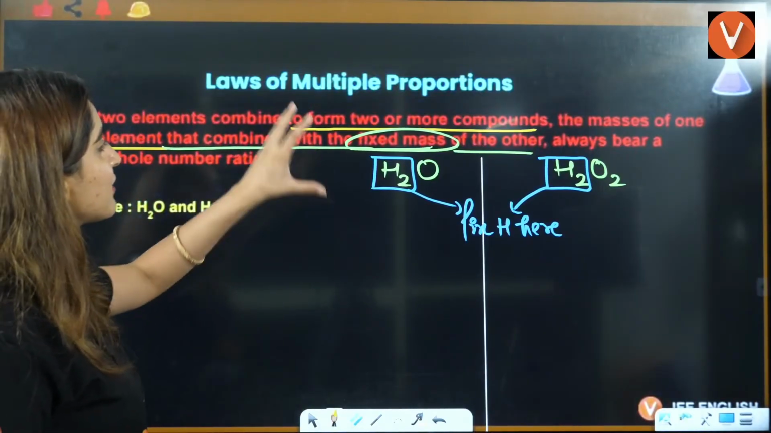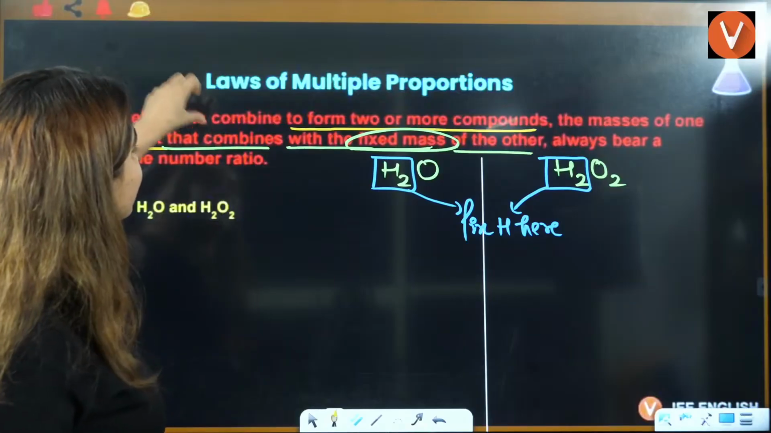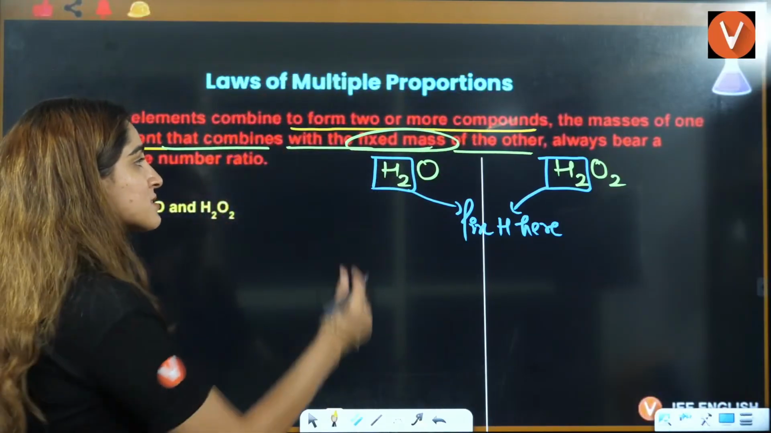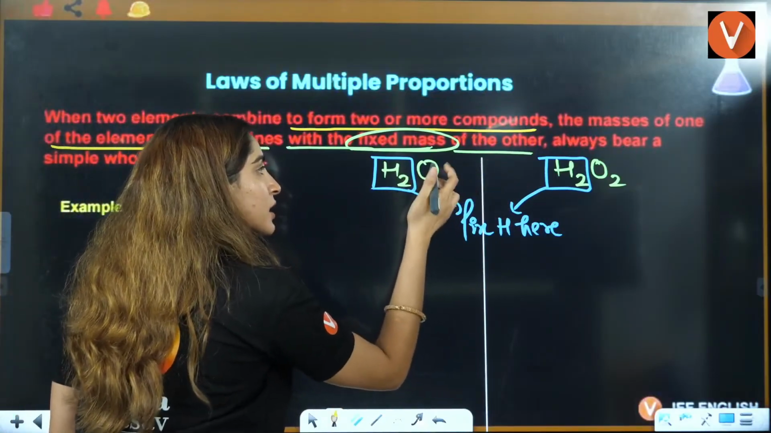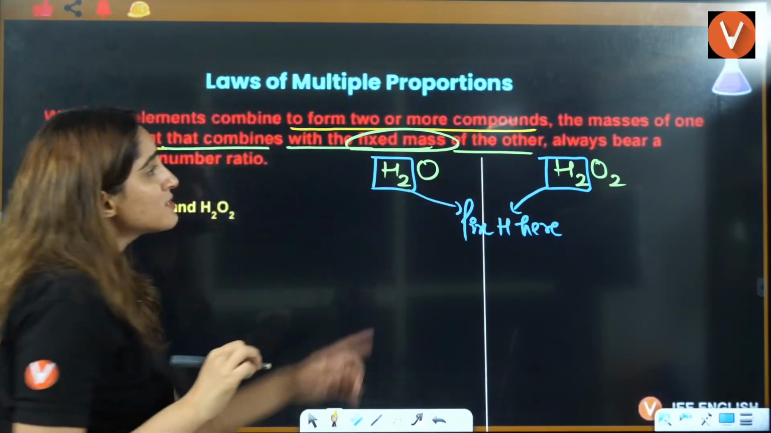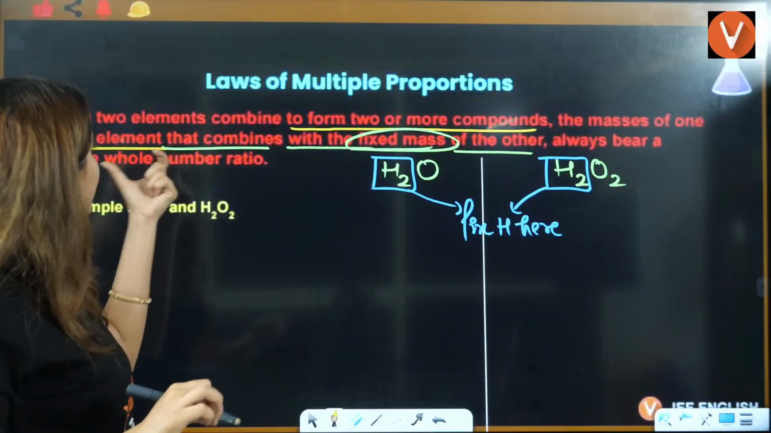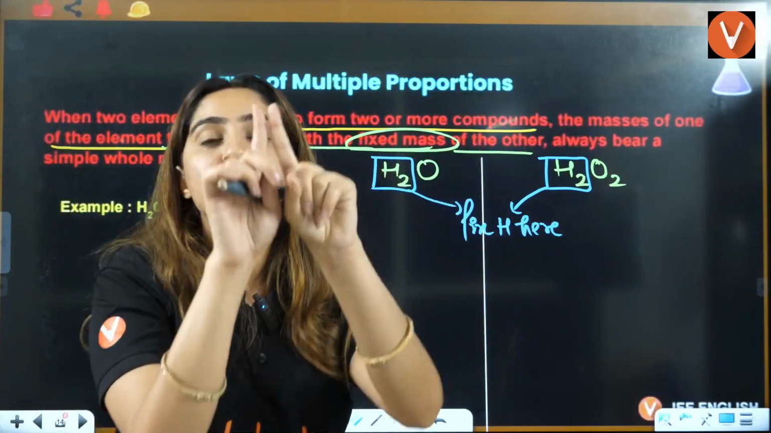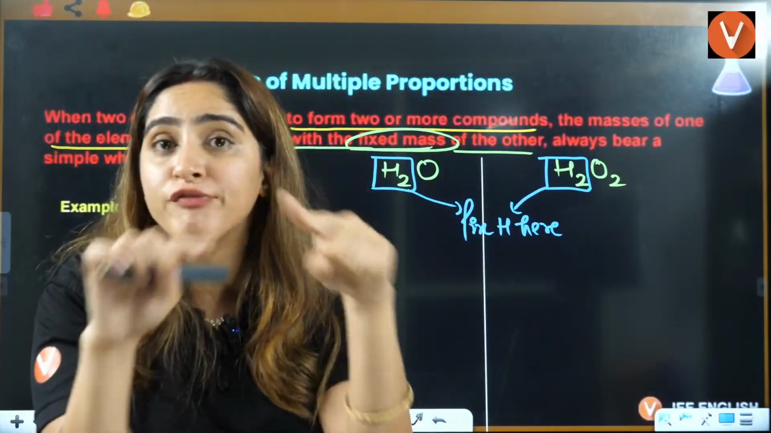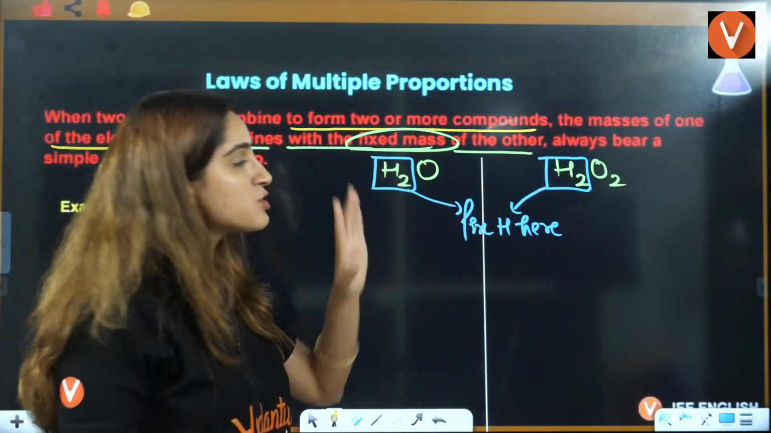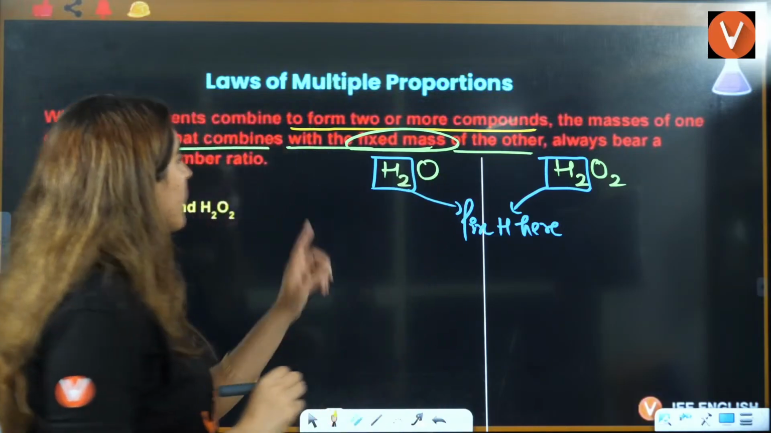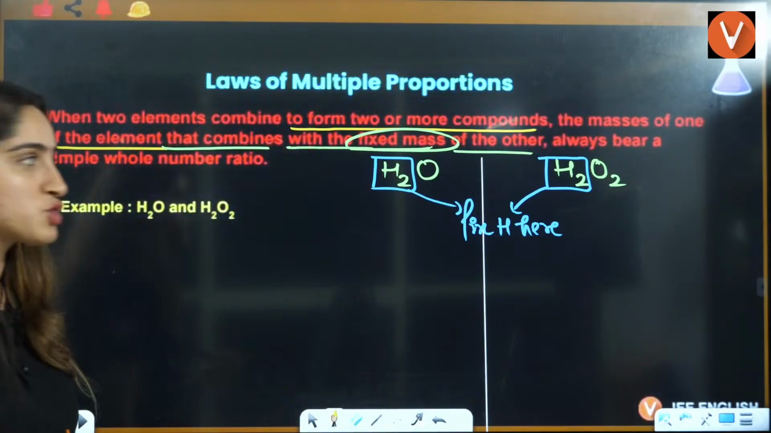So they are saying that the masses of one of the element that combines with a fixed mass of the other. That means this is a fixed mass of the other, and this is one of the element. Out of hydrogen and oxygen, oxygen does not have a fixed mass. So what I'll see is that the ratio bears a simple whole number ratio.